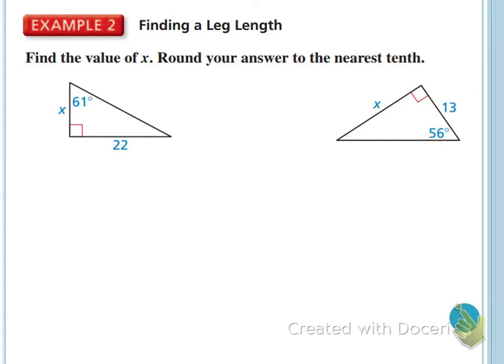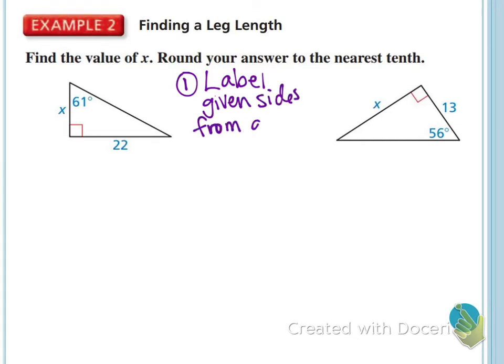Can we use the Pythagorean theorem? No. It's got an angle. It won't help us find a side here. So the first thing you need to know, you're going to use a trig ratio. In order to know which trig ratio in the future, obviously today is called tangent, but what you're going to do is label your given sides from your given angle. And I'll explain what that means. You're going to label the given sides from the given angle.